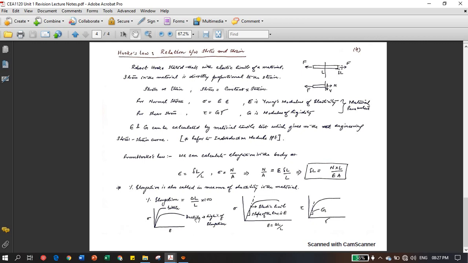What is ductility? Ductility is a measure of how much your material is going to elongate before failure. The higher the elongation, the higher the ductility, and this also differentiates ductile materials from brittle materials. The percentage of elongation can also be calculated from this formula, and you can derive it easily from here.